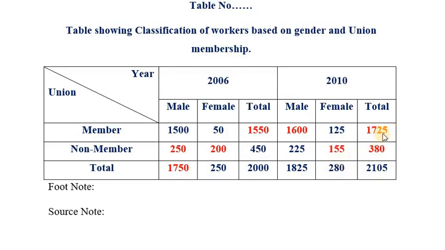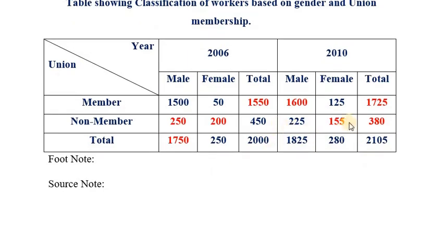Coming to this total, 1725 plus 380, we get 2105. With this information, we'll be able to find out other missing information too. 380 minus 155, we get 225. 1600 plus 225, we get 1825. So 1825 plus 280, we get 2105. This is the way we need to find out the missing information to be filled up in the table.